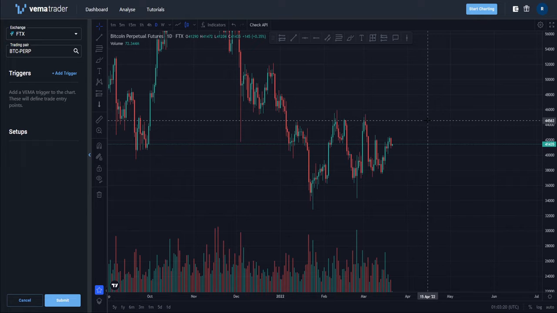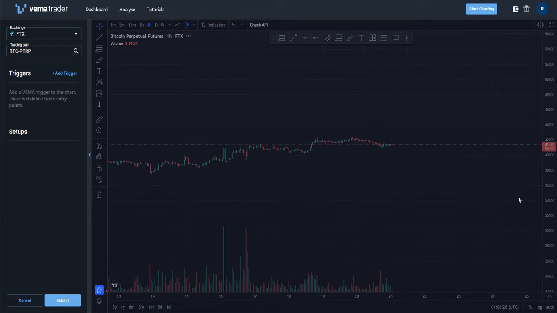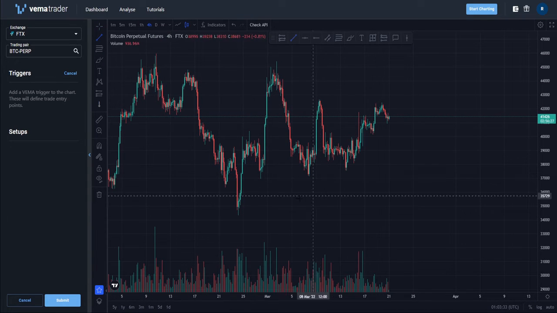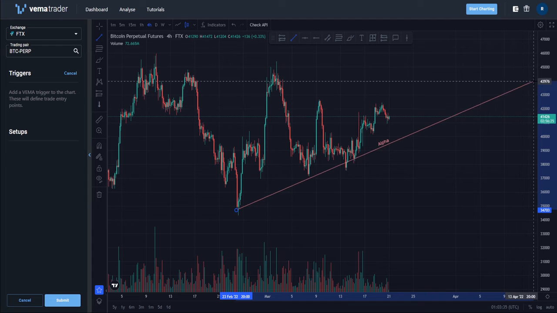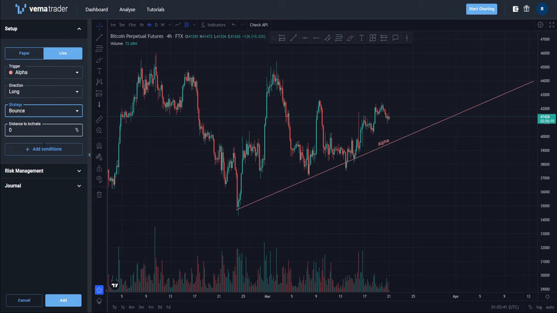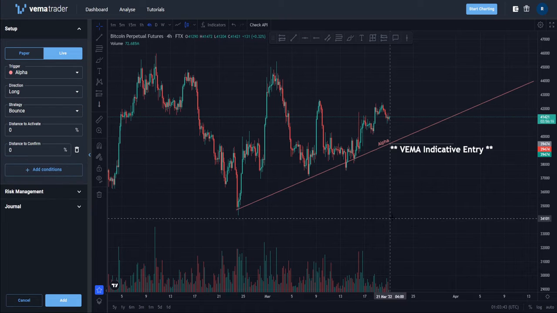So instead of having a general rule in terms of a set percentage, my general rule is basically just size it up based off the candle. How I do that is, let's say I was looking at Bitcoin on the 4 hour and I was looking for a bounce off this trend line. So we want a long, we have a bounce, and we want a distance to confirm.